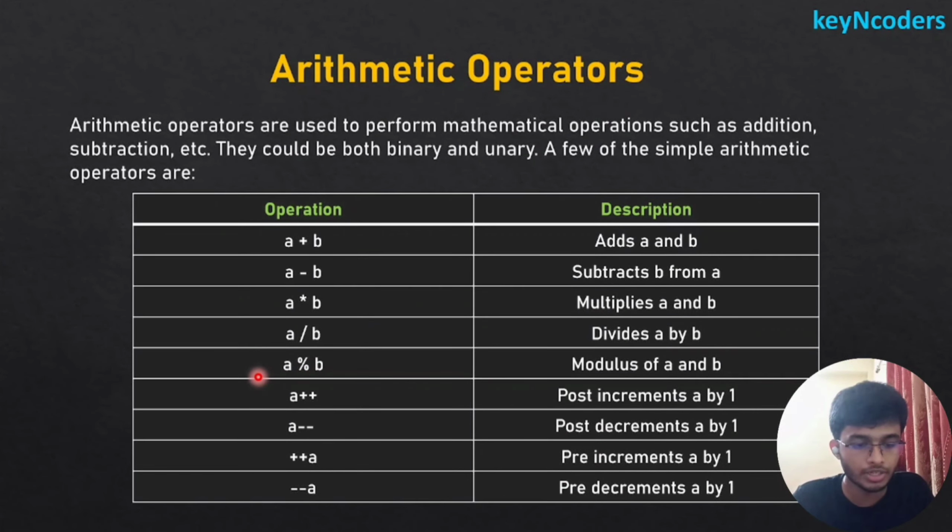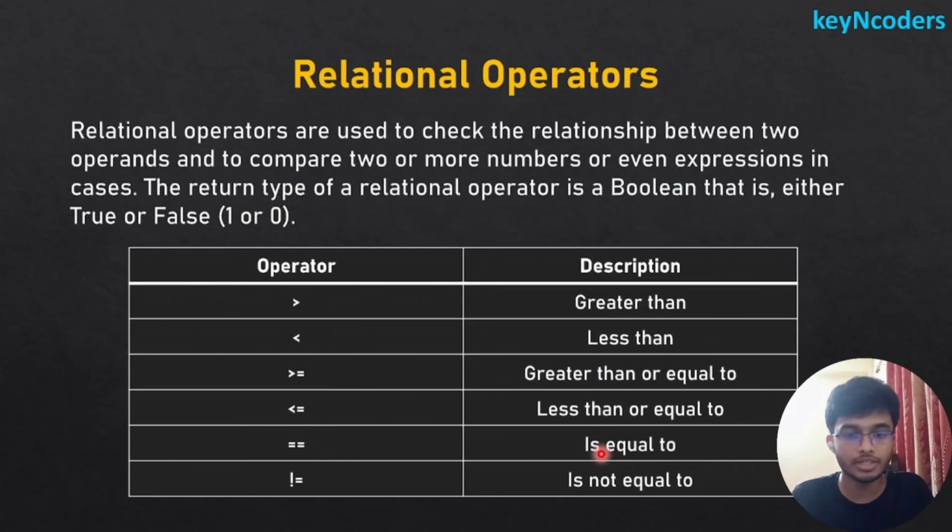The only thing I think which can create confusion is this a modulo b, that is, once again I repeat, the remainder obtained when a is divided by b. And a plus plus and plus plus a, what is the difference? In a plus plus, first the value is printed and then the value of a is increased by 1, and in pre-increment the value is first incremented by 1 and then the value is printed. Let us move to the next slide, that is relational operators.